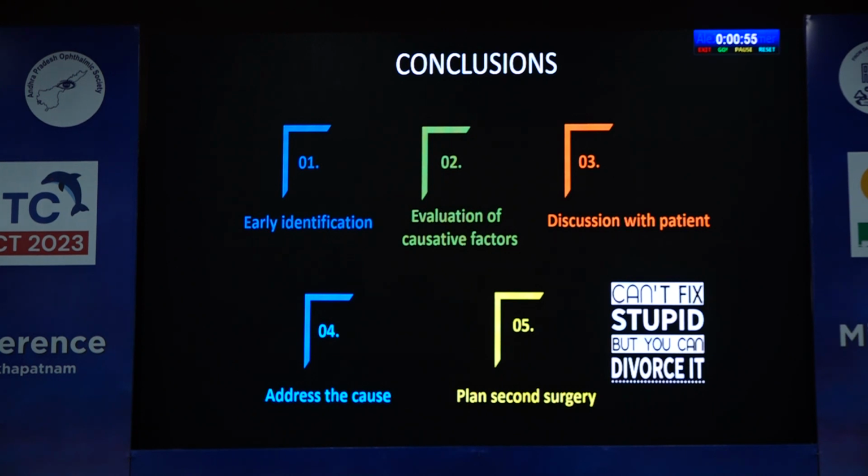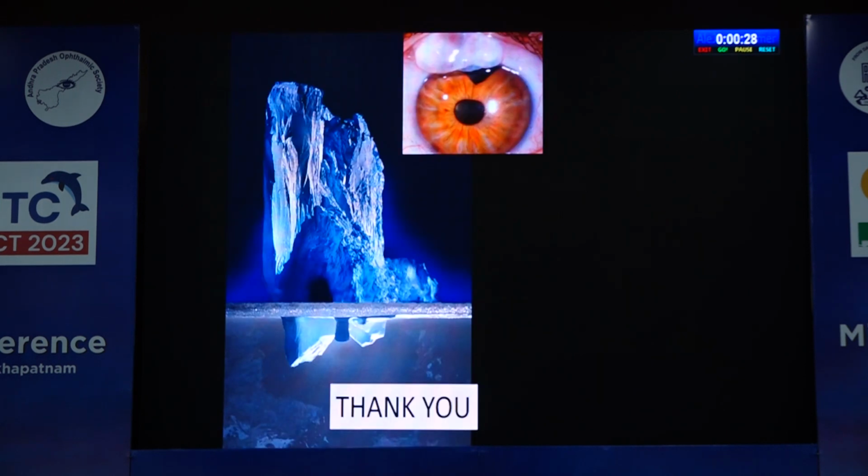So to conclude, for management of failing trabeculectomy, we first need to identify that the bleb is failing. Evaluate probable causative factors, discuss the situation with the patient and relatives, and address the cause if we can. If nothing works, then as I told, it's like a marriage. Ultimately, you have to divorce it and plan a second marriage, a second surgery. That may be the newer procedures, or a valve, or even a second trab.